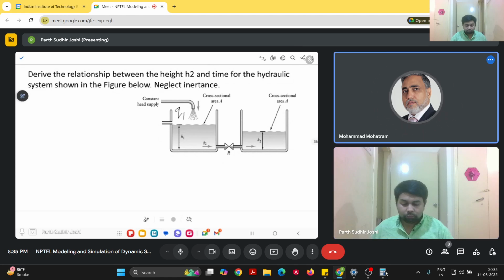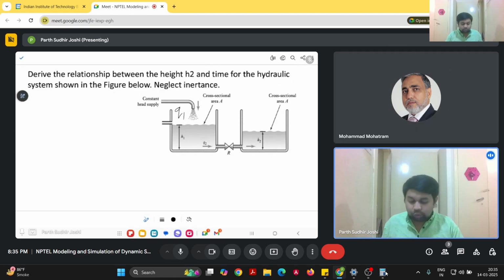In this case, as I studied, this wall behaves like a resistance, and this tank will behave like a capacitance. Correct. Yes. So Q1 minus Q2 will be equal to C times dH1 by dt, and Q2 is equal to H1 upon R, something like this. Right, exactly, so you are right. These are the two main elements. Because we have been asked to neglect inertance, the two other elements that you mentioned, capacitance and resistance, are what we need to consider.